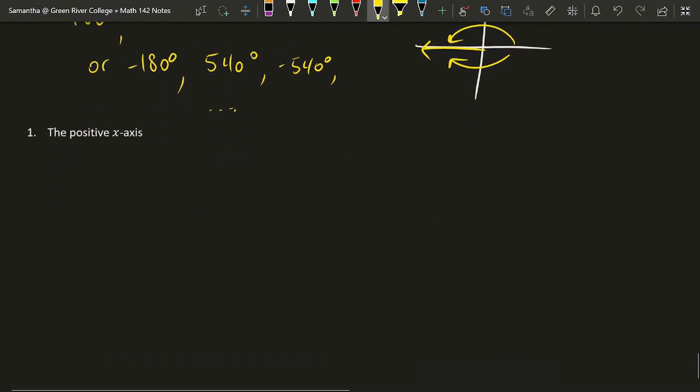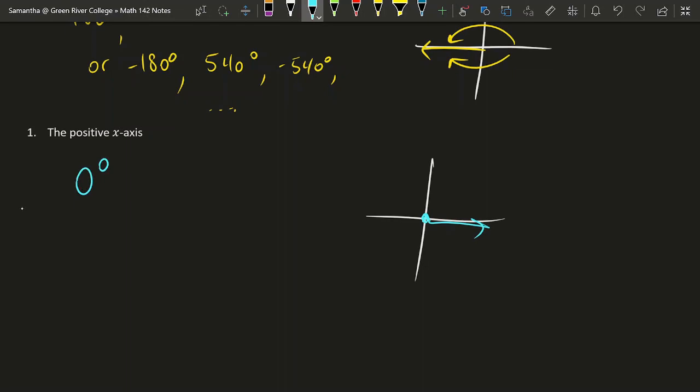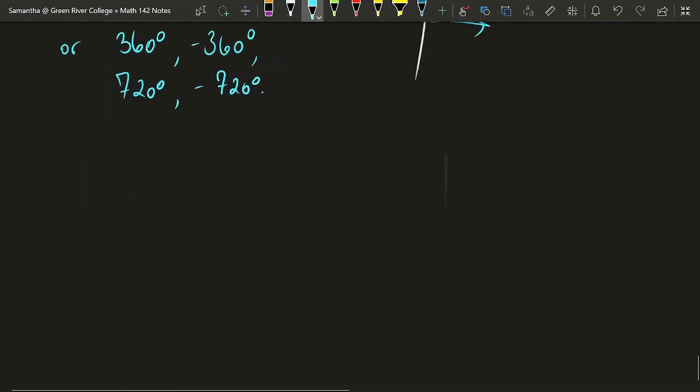And for the positive x-axis itself, the easiest way to get to the positive x-axis is to start from the standard direction and just not move at all, which would correspond to an angle of 0 degrees, no turning. But from this position, you could do a full rotation, either in the clockwise direction or in the counterclockwise direction, or you could rotate more than once, and so on.